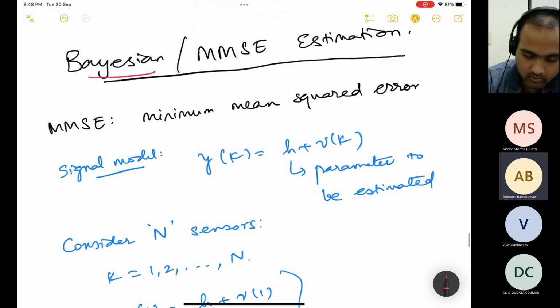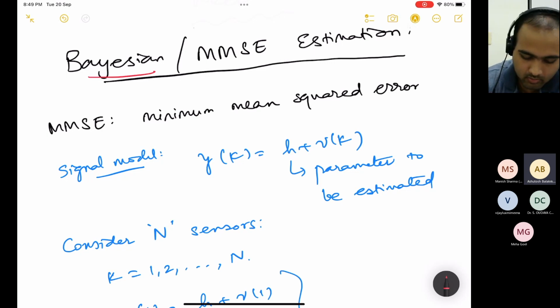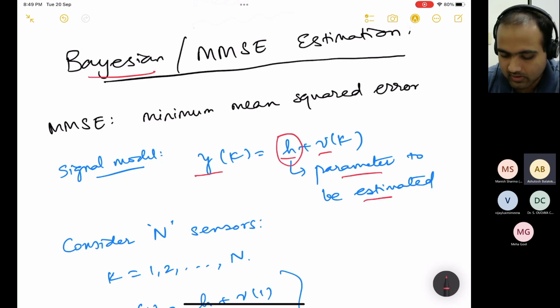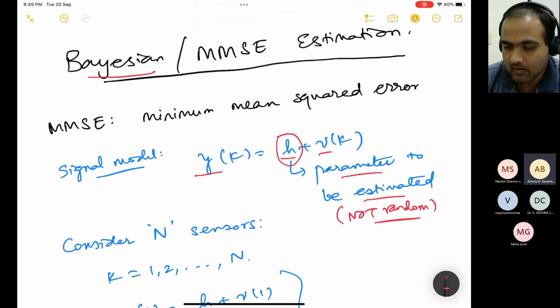Okay, I just wanted to introduce the Bayesian or MMSE estimation a little bit, and then we'll solve the problems of sequential estimation. So what is the Bayesian framework of estimation? So far, we had a signal model, y is h plus v, and h is the desired parameter which has to be estimated. So far we were considering that our parameter was not random in nature. It was deterministic in nature, and this was an assumption which we were taking.